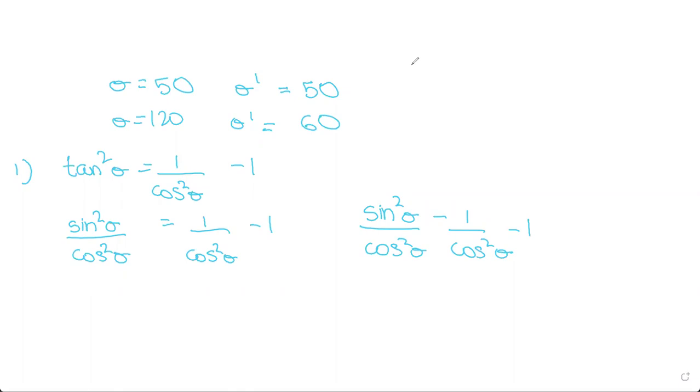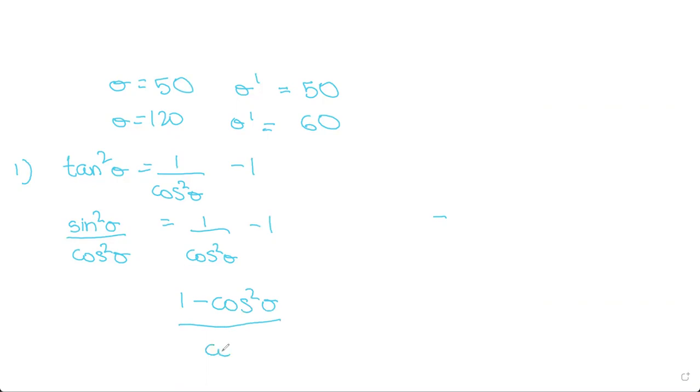Or what we can do instead is we can also expand it. So there are 3 ways in which you can do this. Once you do this, you can solve it. Or after that, what you can do is this. Sine square theta is 1 minus cos square theta divided by cos square theta. So this is the next step.